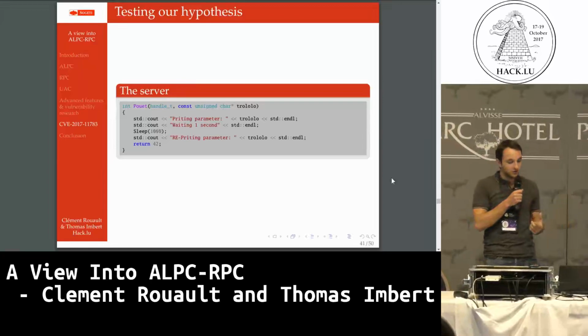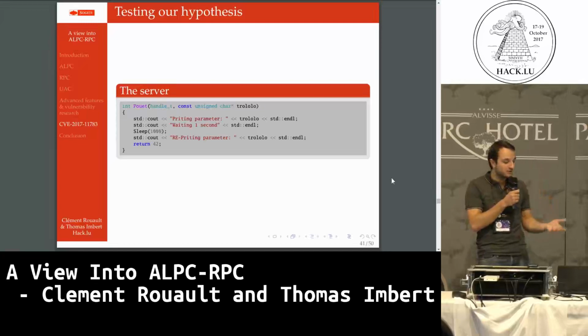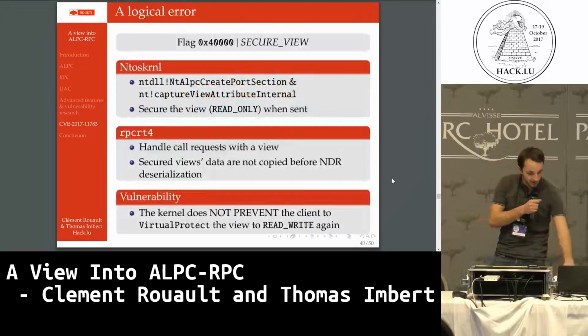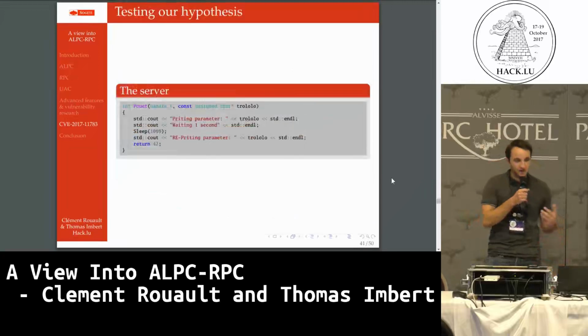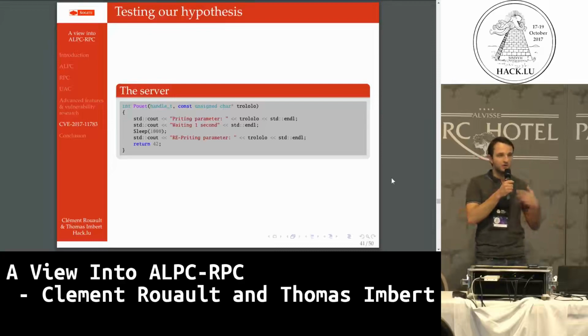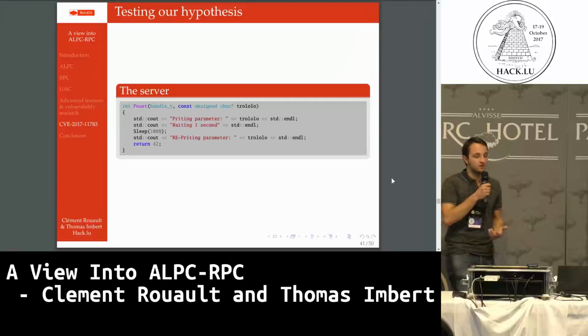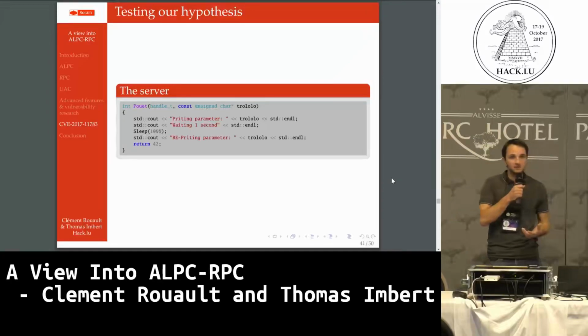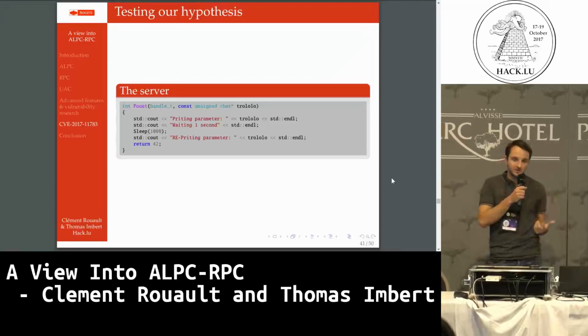And we were at this moment where we look at the code and we see this strange flag, 40,000, sorry. And we found little things that tell us that we might be able to change the content of a view during the RPC call. It's really strange, and we wanted to test if our hypothesis is true.